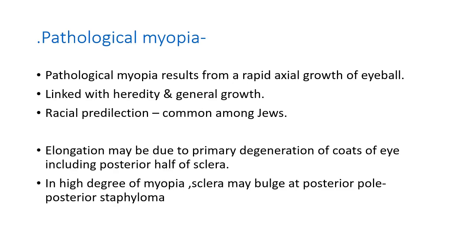Pathological myopia results from a rapid axial growth of the eyeball, linked with hereditary and general growth, racial predilection. Elongation may be due to primary degeneration of coats of the eye, including posterior sclera. In a high degree of myopia, the sclera may bulge at the posterior pole, that is called posterior staphyloma. So this can be a question the examiner can ask: name the staphyloma that is in the sclera. So you should know the varieties of staphyloma and the definition of staphyloma. That is from your viva point of view.